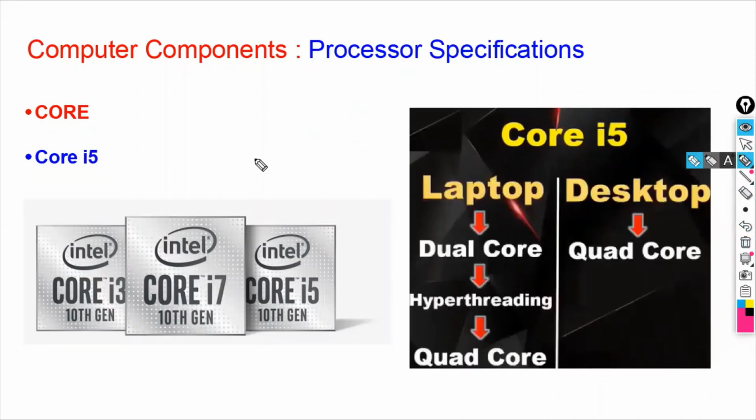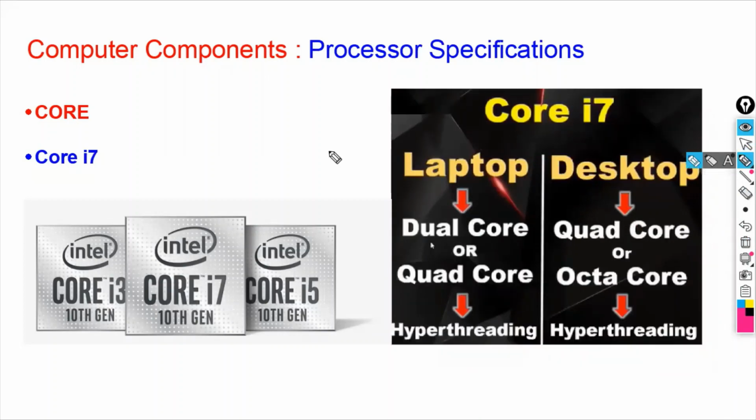Then we have i5. So what is this i5? If you are purchasing a laptop, you will get dual core and it supports hyper-threading and you will get quad core. If you are purchasing a processor for desktop, you will get quad core, which means you will get 4 physical chips.